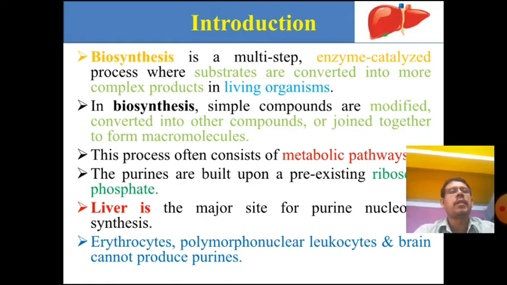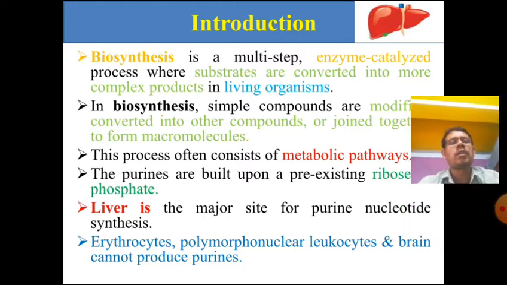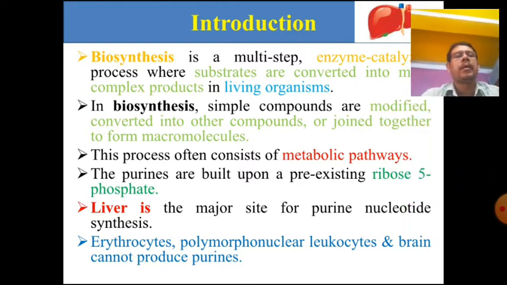Biosynthesis is a multi-step enzyme-catalyzed process where substrates are converted into more complex products in living organisms. Simple compounds are modified, converted into other compounds and joined together to form macromolecular substances. This process often consists of metabolic pathways. The purine is built up upon the pre-existing ribose 5-phosphate, which comes from the pentose phosphate pathway.